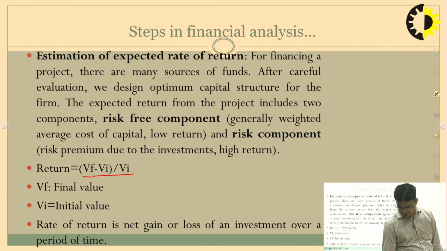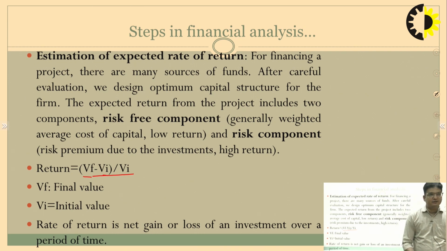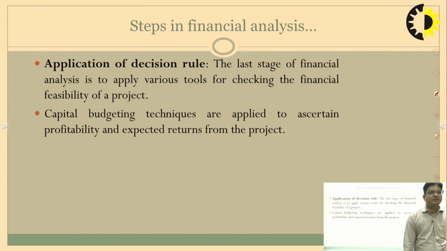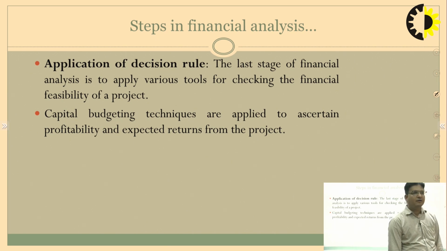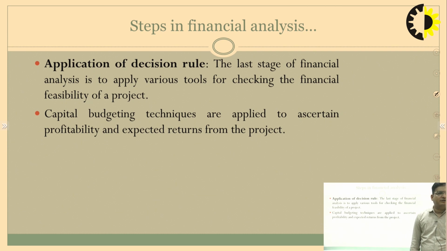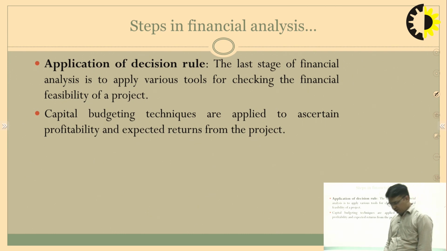Now, the next topic that we are going to discuss is application of decision rule. The last stage of financial analysis is to apply various tools for checking the financial feasibility of the project. So, capital budgeting techniques are applied to ascertain profitability and expected return from the project. These are applied to find out the profitability that we will be getting from a particular project.